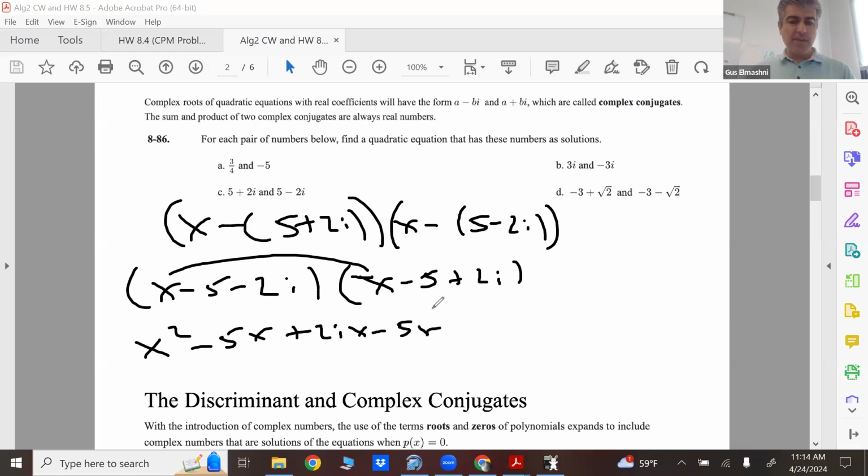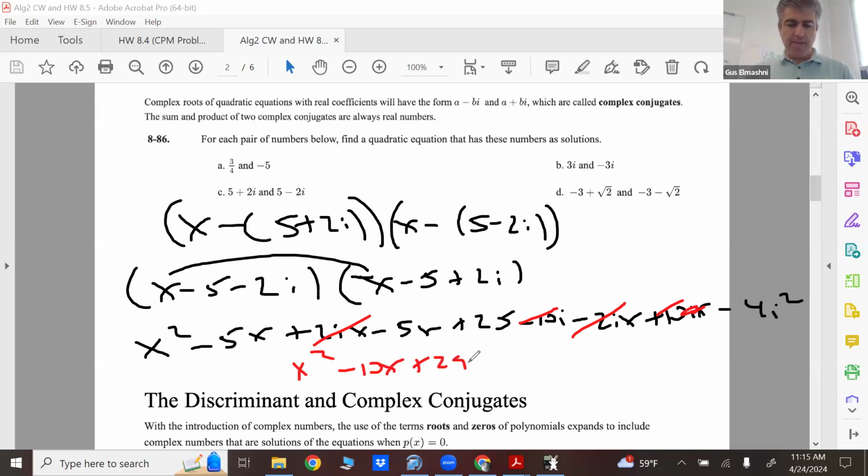I'm doing it fast in the interest of time, but you'd have to slow it down a little bit to make sure you don't make a mistake. Oh boy. See how crazy that looks? These cancel. That's actually negative 10i. Sorry, those cancel. You have x squared minus 10x plus 29. But it's just a lot of work to do it that way. So I would suggest trying it my way. That might be more efficient.